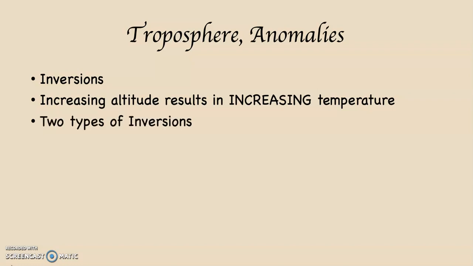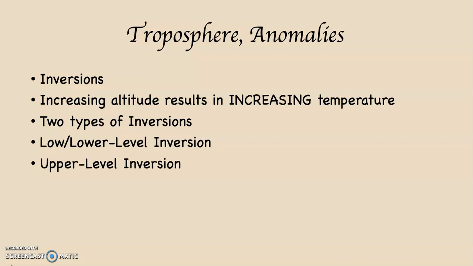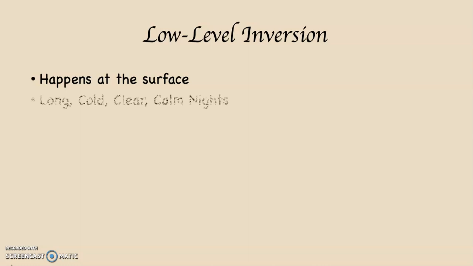There are two types of inversions. Low level, also known as lower level inversion, and upper level inversion. Basically, the names tell you where these two types of inversions are going to occur. We're going to begin with the low level inversion and then come back in the next video with the upper level inversion. With the low level inversion, what happens is this. These occur at the surface, hence the name low level inversion. So in other words, they are going to happen in contact with the ground.